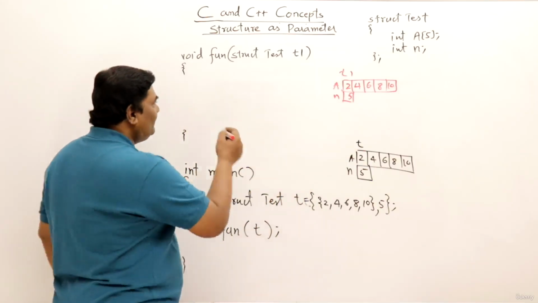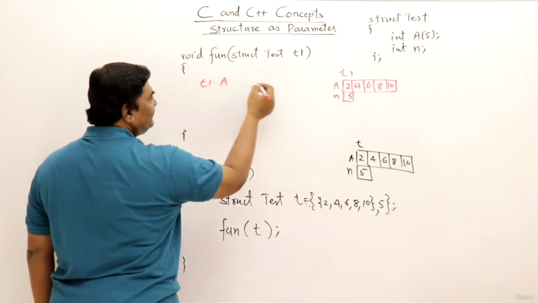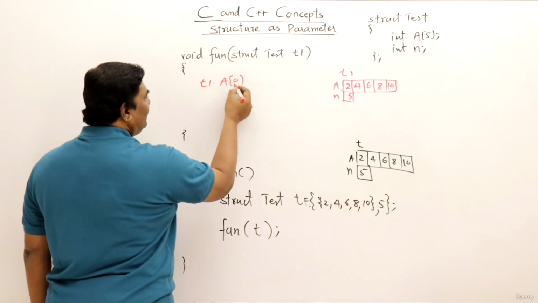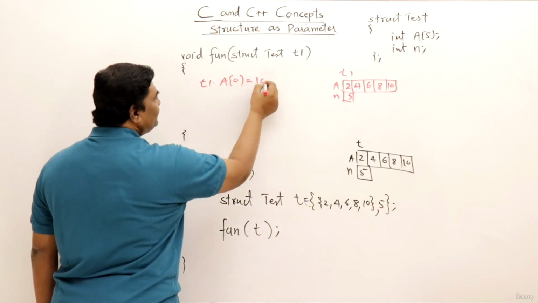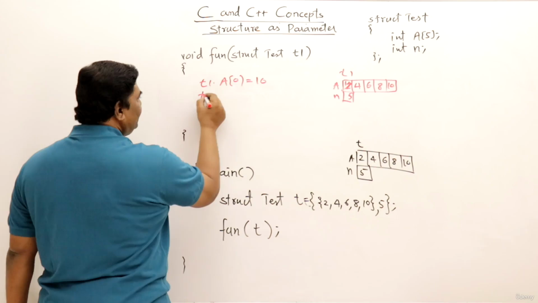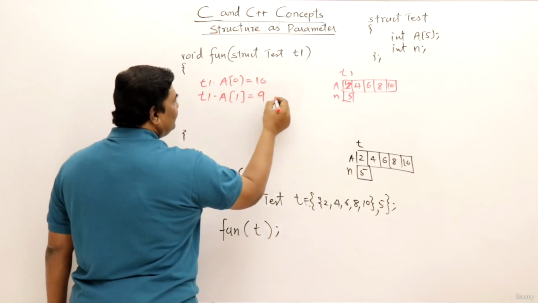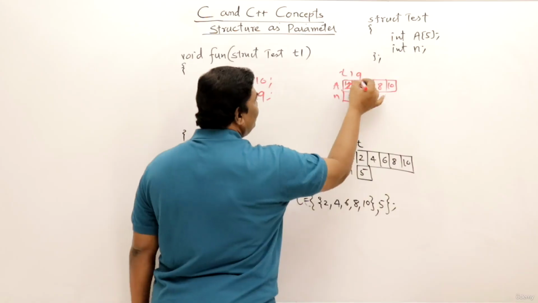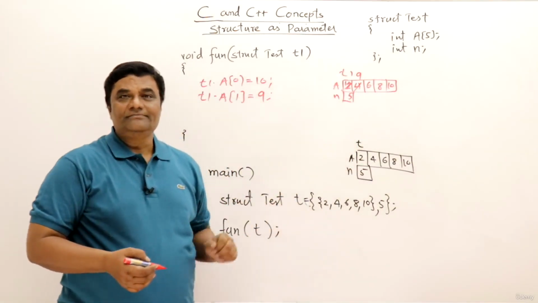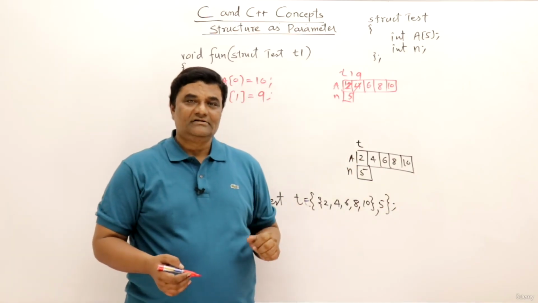Now if I make any changes, how can I access this? I can say t.a because it's its own member. It's called by value. And I can say t.a of 0 assign 10, so this will become 10. So I can change the value. T1 of 1 assign 9, so this value becomes 9. But this will not change because this is called by value. So I can use the dot operator and access the members.